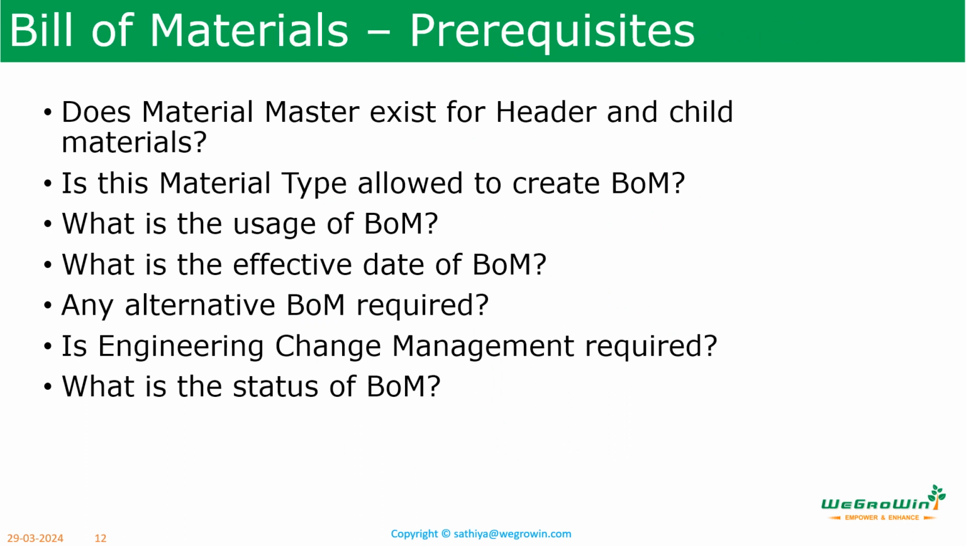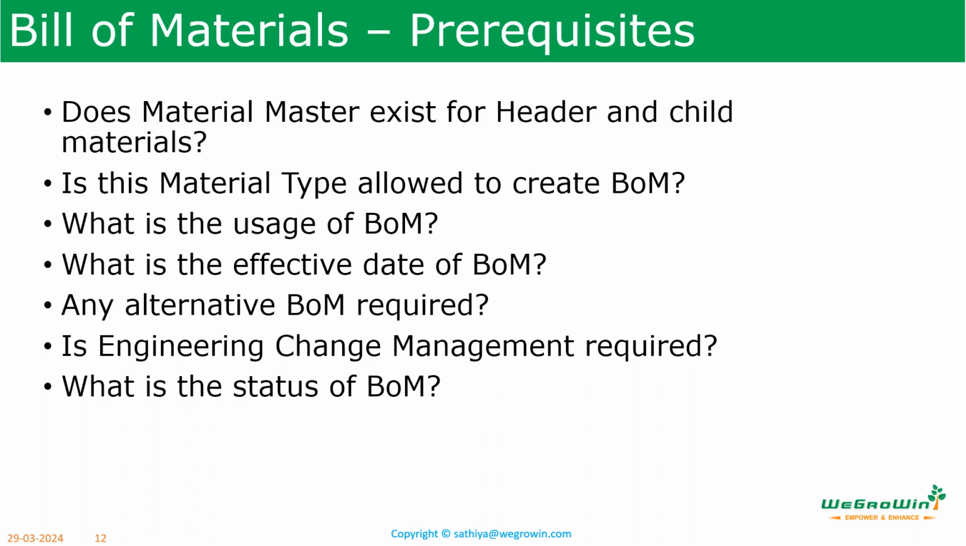When you create the bill of material, we need to have some basic questions before work on the bill of materials. First, we need to check whether the material master exists for the header and the child materials, and whether the material type is allowed to create a BOM. For example, there are some consumables, probably there may not be a BOM, or stationery items, there may not be a BOM. But for the finished goods, for semi-finished goods, we need to create the BOM. So you have to check what the material type is, whether it is allowed.